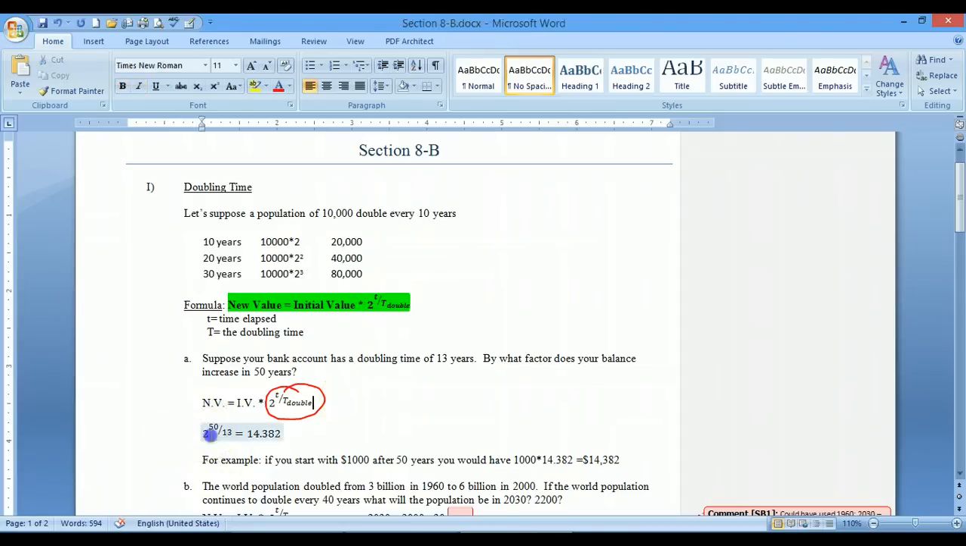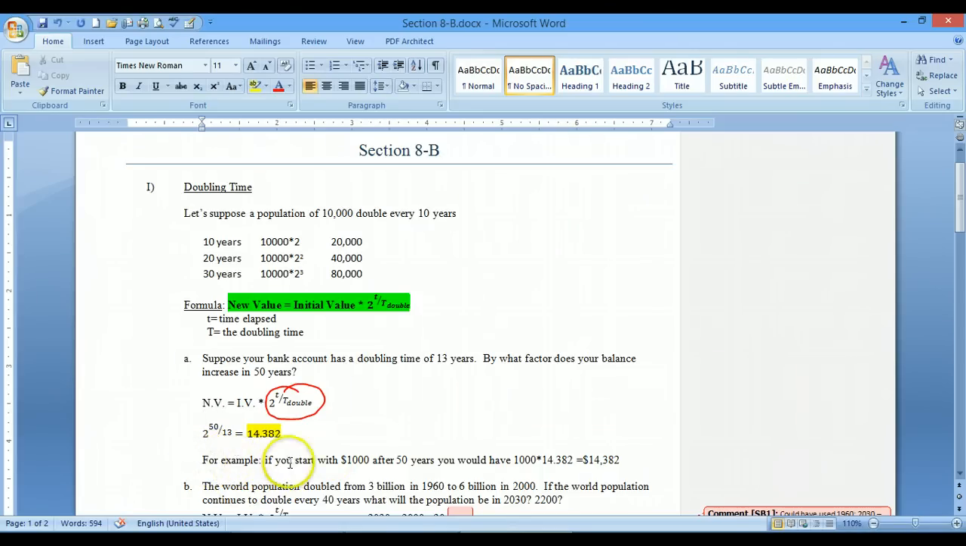So I take 2, raise it to the little t, or the lowercase t, standing for the time elapsed. By what factor does it increase in 50 years? So I'm going to raise it to the 50, and I need my time to double, which was given to us as 13 years. So we have 50 over 13, and I can plug that into my calculator or into Microsoft Excel, and we'll get 14.382. Highlight it as the answer.